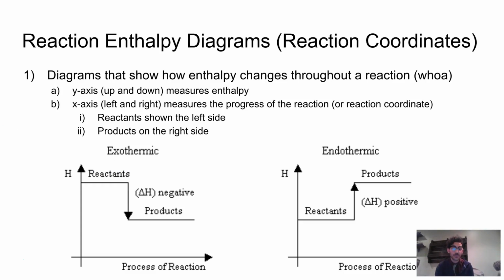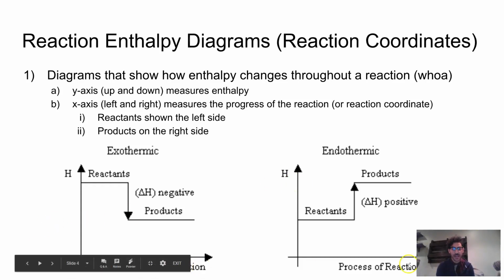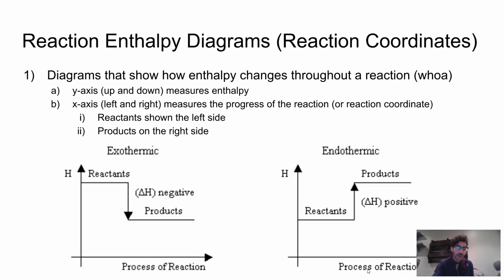So here are some examples. We can see an exothermic reaction. Here we lose enthalpy. We give it away. We have a negative delta H. So our reactants start at a higher enthalpy, and our products are down here. Or we have an endothermic reaction where delta H is positive. Our change in H is positive, so we go up in H, our y-axis. Oh, and here we have the progress of the reaction as our x-axis, or sometimes you will see reaction coordinate.